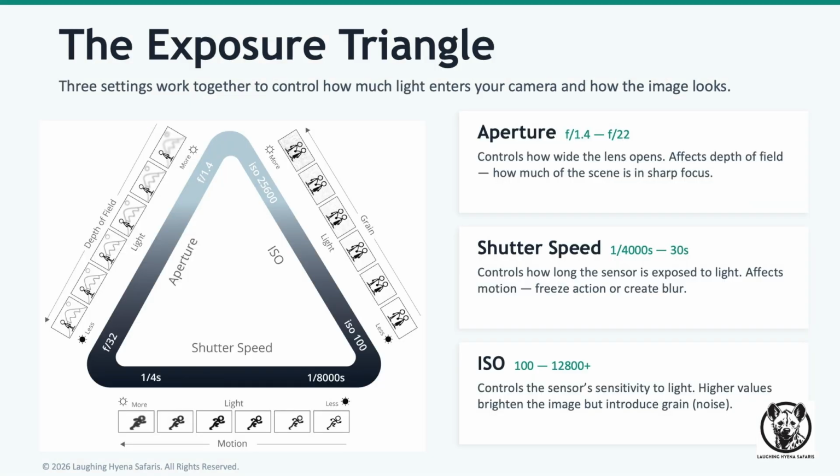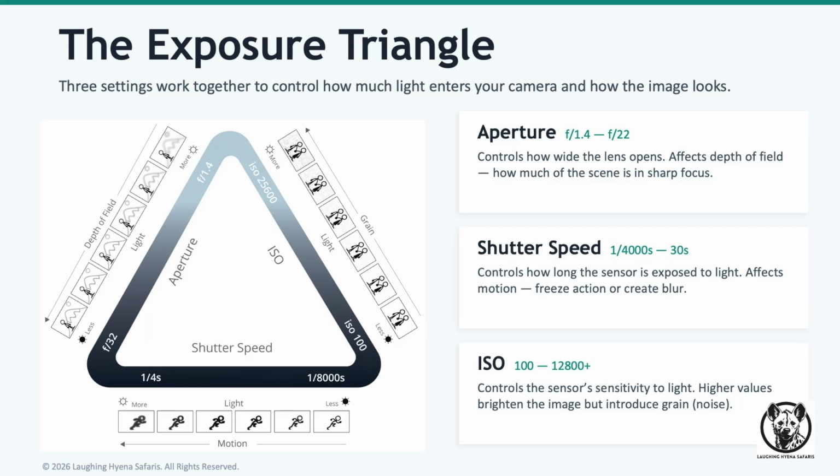Now here's where it gets interesting. Exposure isn't controlled by just one thing. It's actually three settings working together, and we call them the exposure triangle. The three corners are aperture, shutter speed, and ISO. Think of them like three faucets all filling the same bucket with light.